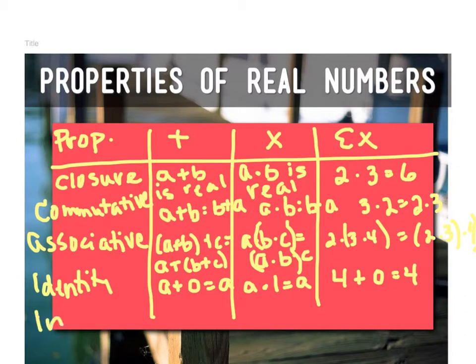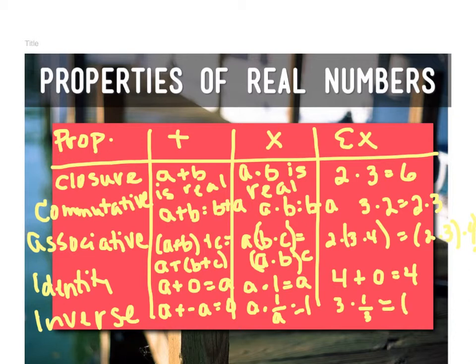The next one is inverse. An inverse also is different for each of these. In addition, the inverse operation is subtraction, so you add a negative, which makes 0. In multiplication, the inverse operation is division, so you multiply by the reciprocal, which is like dividing, and you get 1. So in addition, you get 0. In multiplication, you get 1. So we'll do like 3 times 1/3, so 3 times its reciprocal is 1.